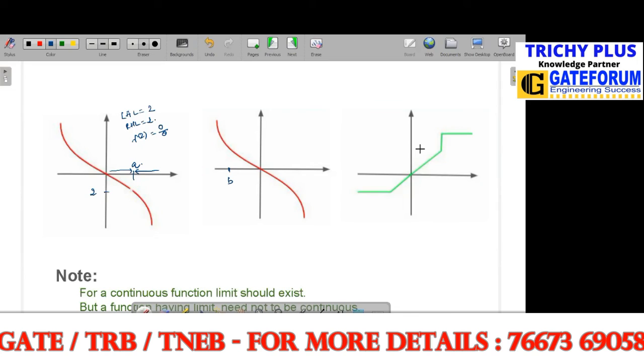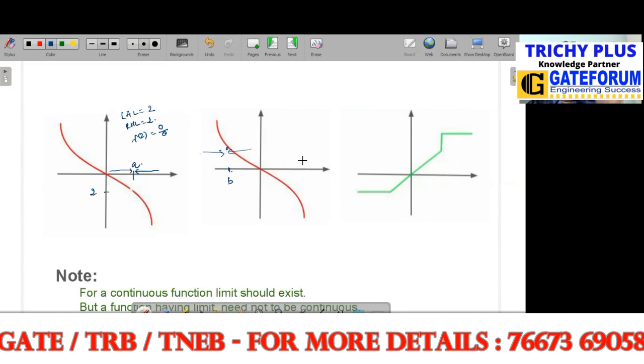Continuous, sir. Continuous, right? By seeing it, we can say it's a continuous curve. If you want to check mathematically, you have to come from the left and from the right, and the curve has some value for that B. So obviously it is continuous.